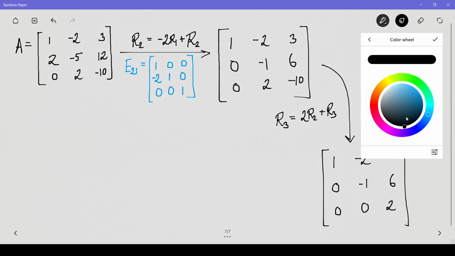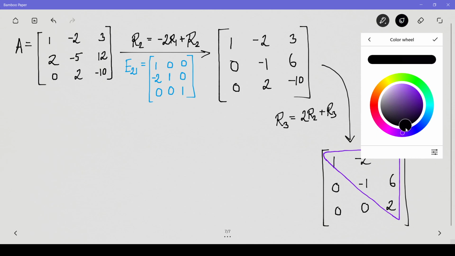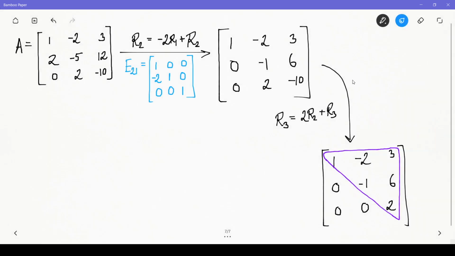So notice that we have non-zero entries only in the upper half of the matrix. All the entries below the diagonal have been nullified, set to 0. Okay, so now the next target is to come up with the elimination matrix.